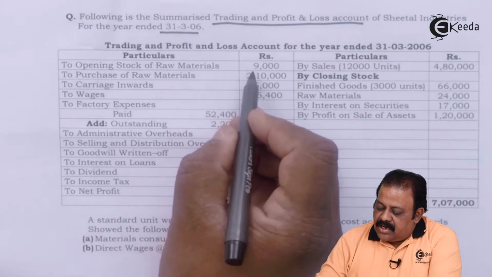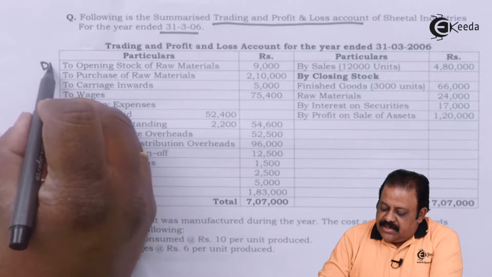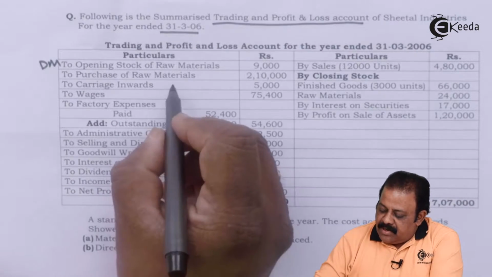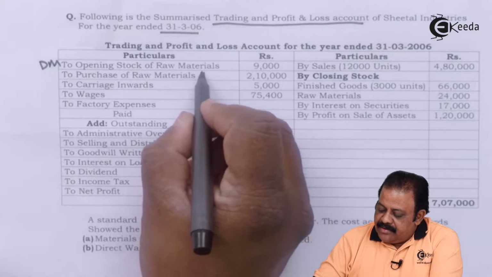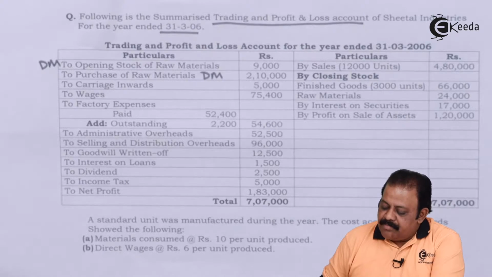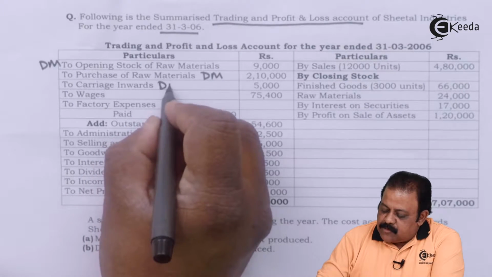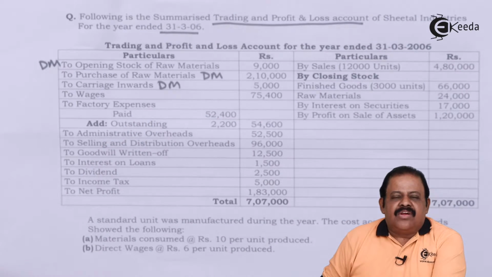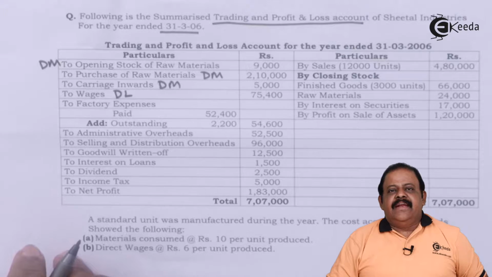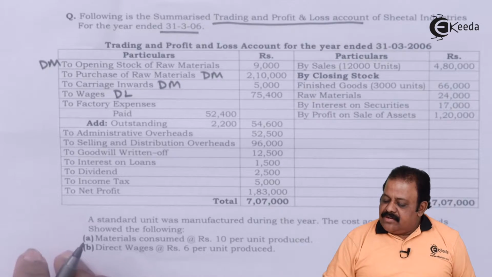Opening stock of raw material is given. In cost sheet it will be part of direct material consumed. Purchase of raw material, in cost sheet it will be part of direct material consumed. Carriage inward, this is purchase expense. In cost sheet it will be part of direct material consumed. Wages, direct labor in cost sheet.